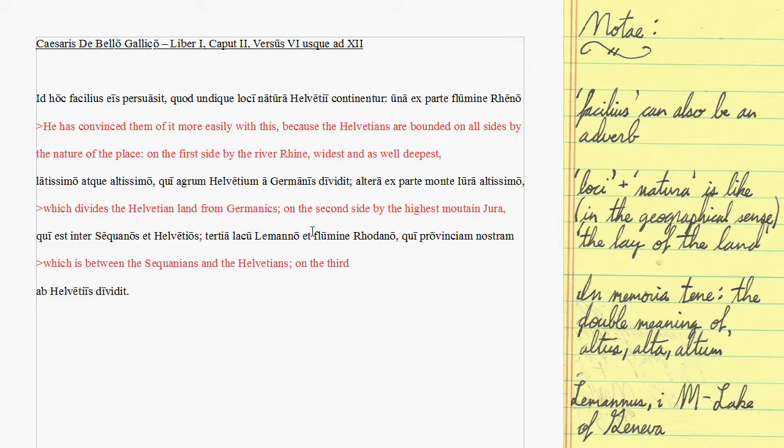Lacu Lemanno, flumine Rhodano. Two things are bounding them on this third side. On the third, by the lake of Geneva, which is the modern name of Lake Lemannus. I believe it also is called a derivative of this name, but I believe this is the prevalent name. I'm not sure. It's really just one of the names. I decided to use it. On the third, by the lake of Geneva, and by the river Rhone.